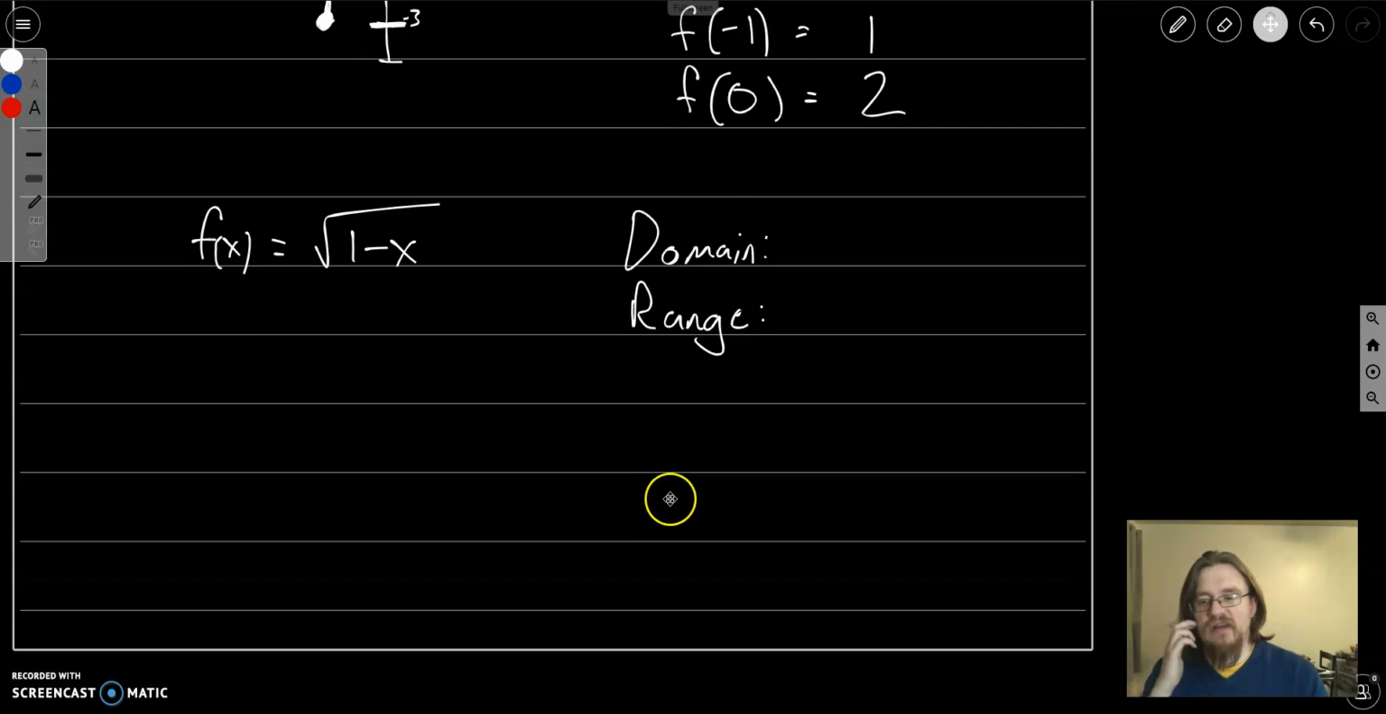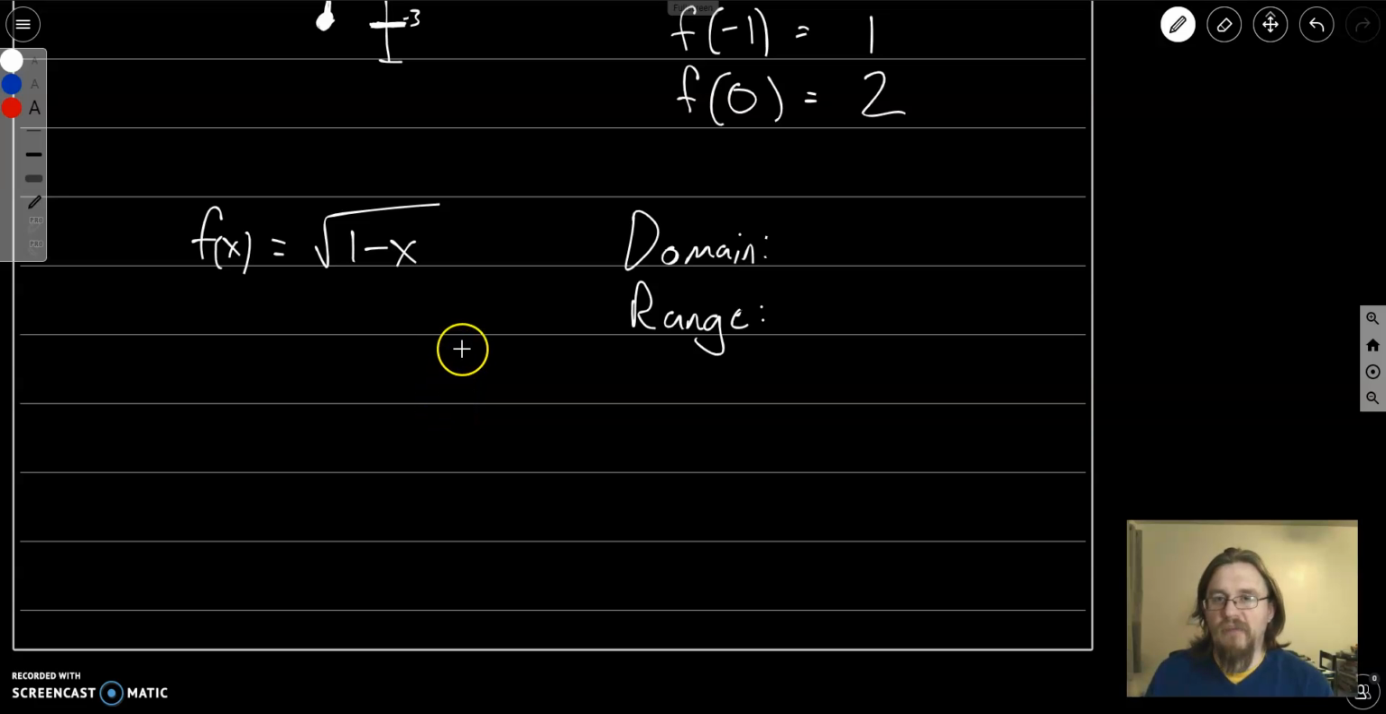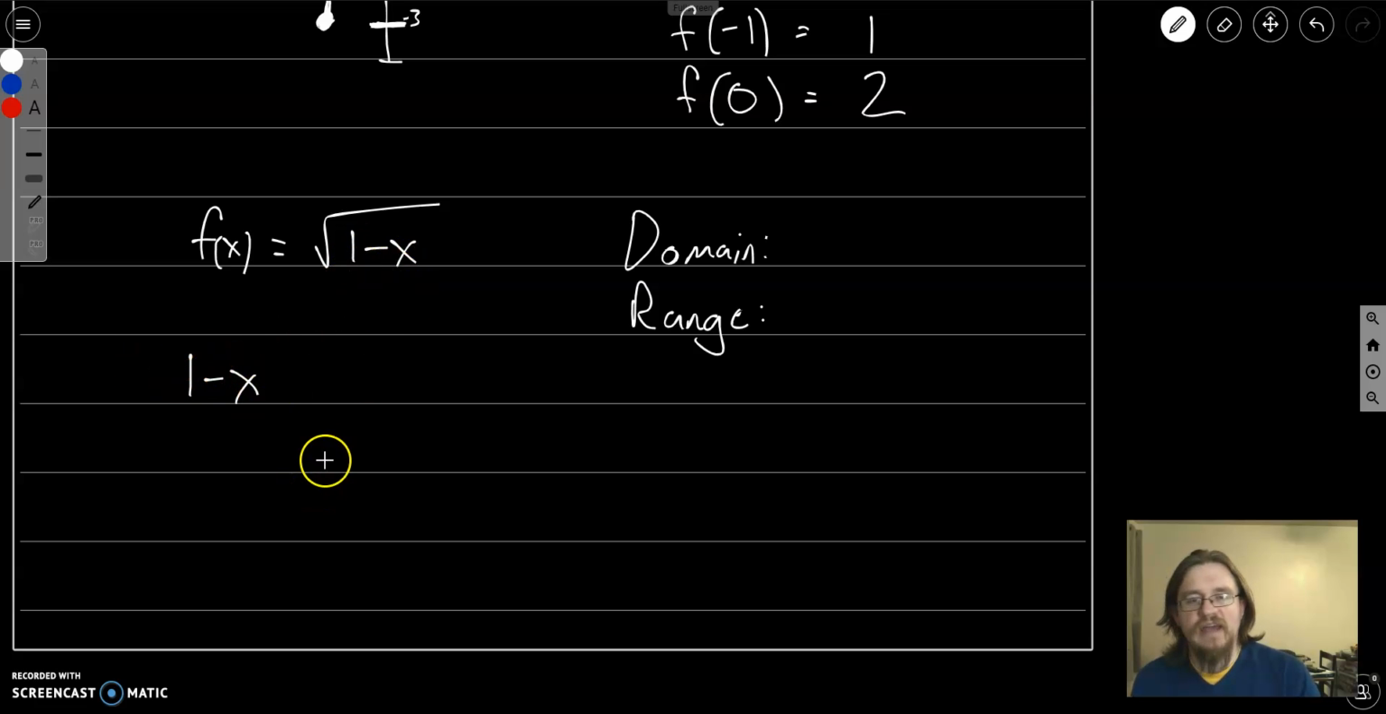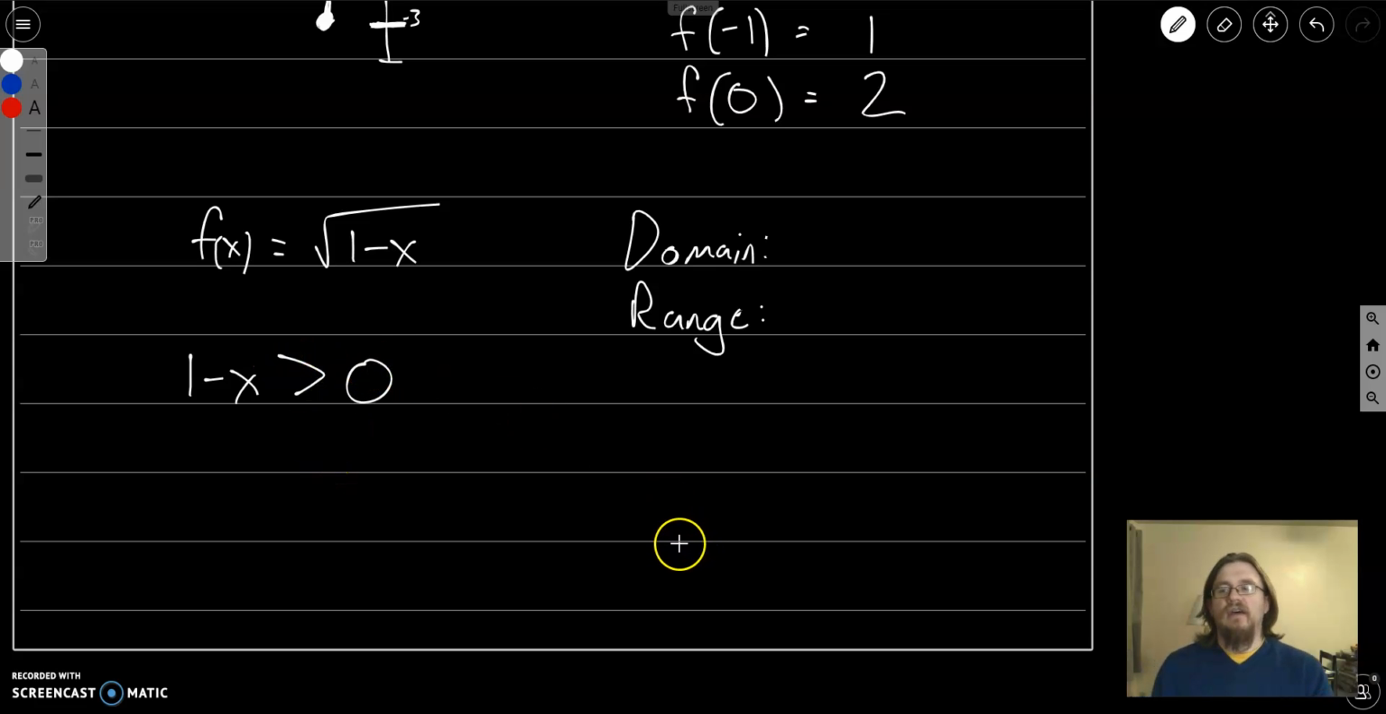And then the last one that I'll do in this video is just going to be a quick square root function. So what we want to remember is that we can only take the square root of positive numbers. So when we look at this, I can only plug numbers in for x that make this positive. So what I need is that 1 minus x needs to be a positive number, so it needs to be strictly greater than 0.